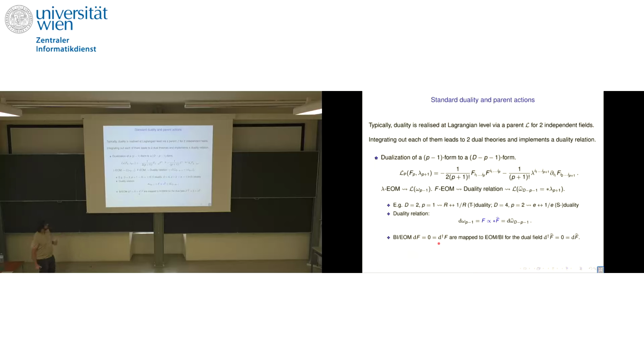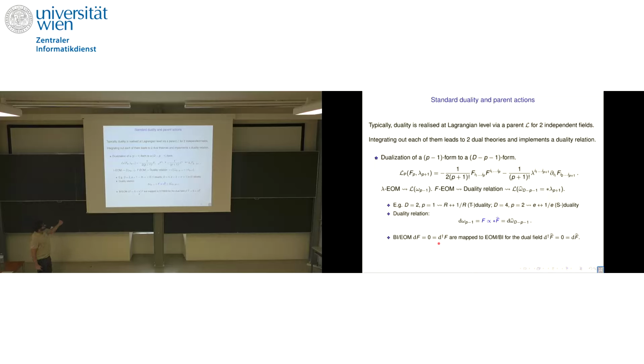Typically, duality is realized at Lagrangian level, so off-shell, via some master Lagrangian or parent Lagrangian for two independent fields, out of which one is a Lagrange multiplier field. And then integrating out each of them leads to dual field theories and implements some duality relation. So this is what we do for two-dimensional scalars when we do T-duality. That's what we do for photons when we do electric-magnetic duality and all this.